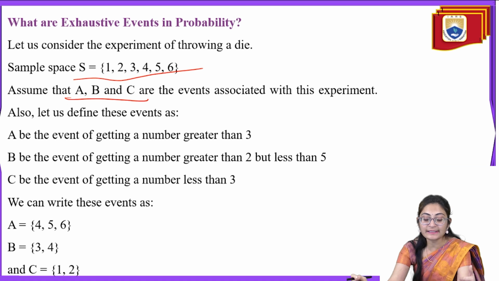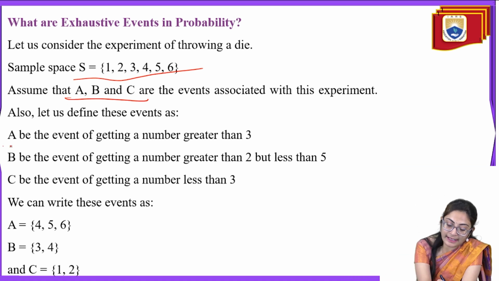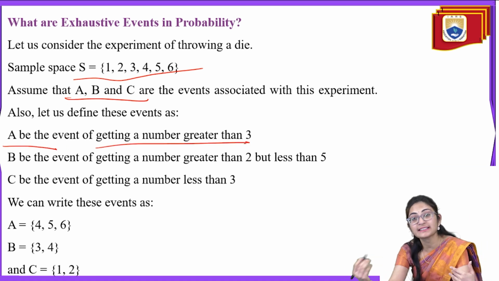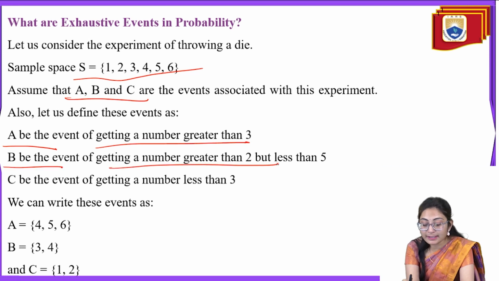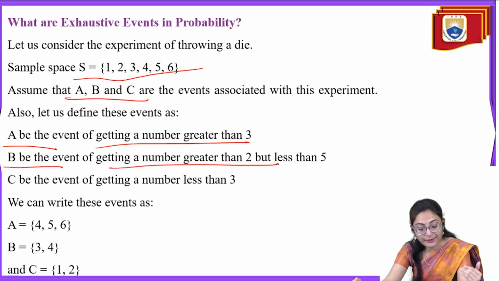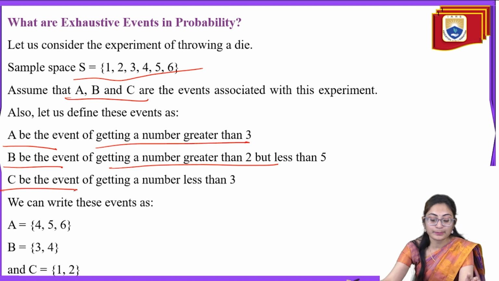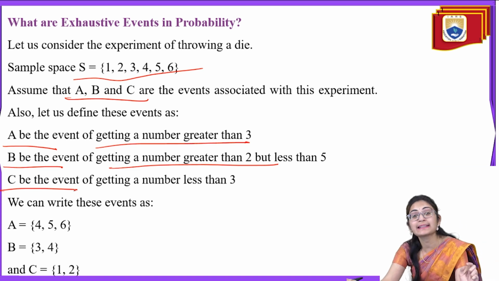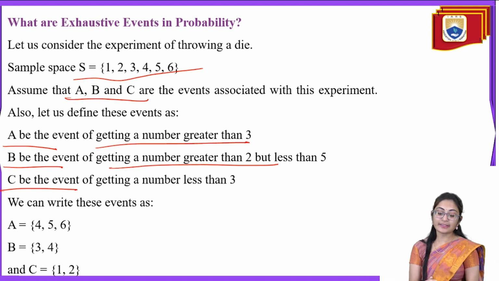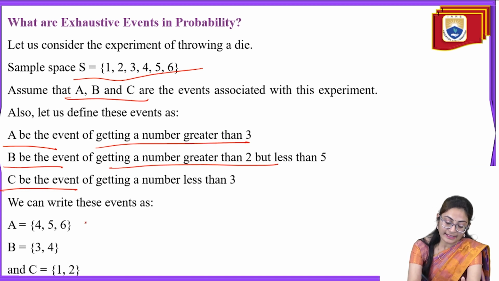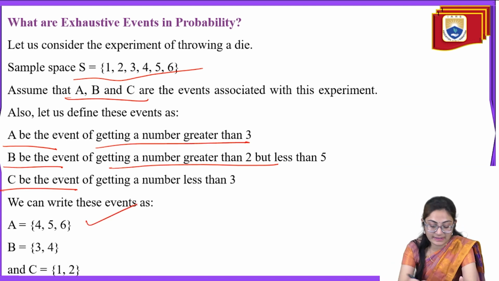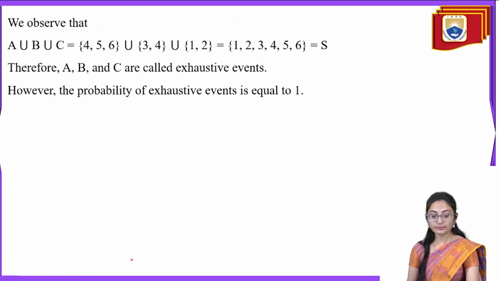Now let's define the events. Let A be the event of getting a number greater than 3, B be getting a number greater than 2 but less than 5, and C be getting a number less than 3. So these events we can write as A equals {4, 5, 6}, B equals {3, 4}, and C equals {1, 2}.